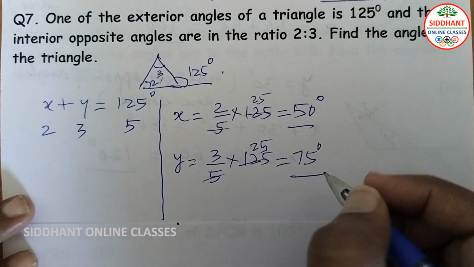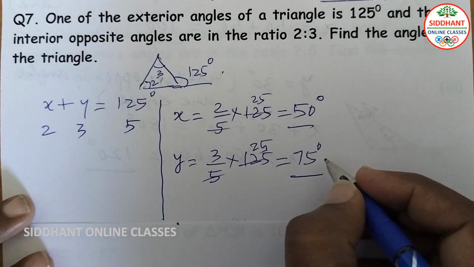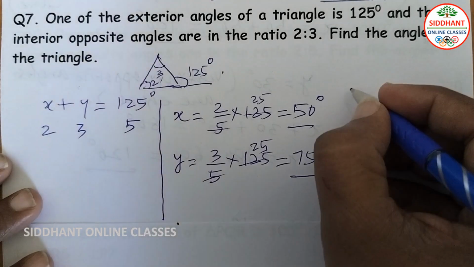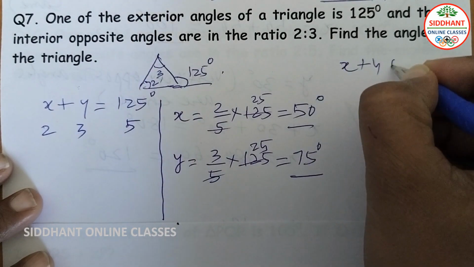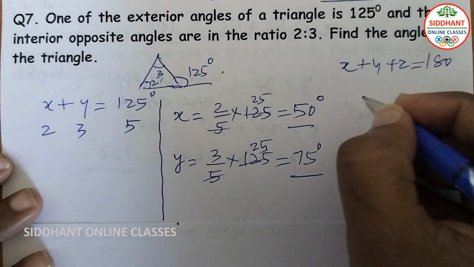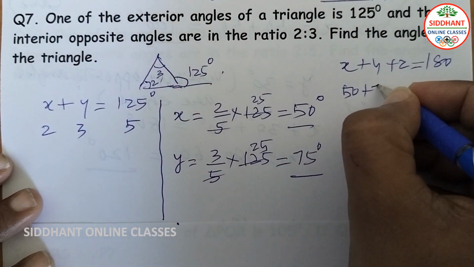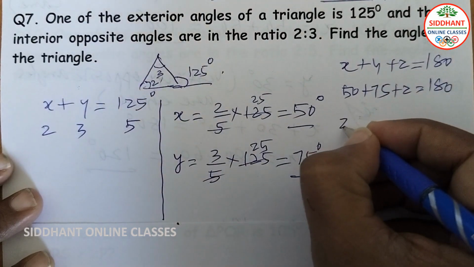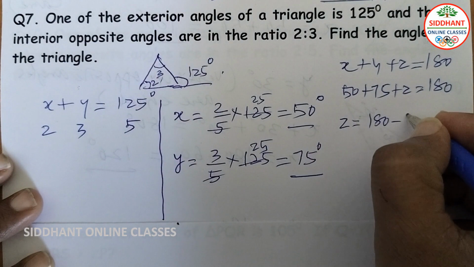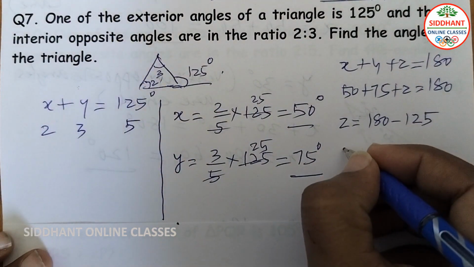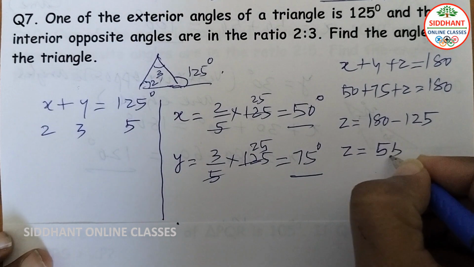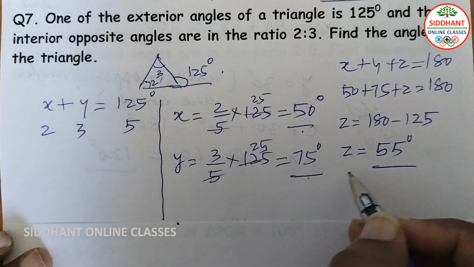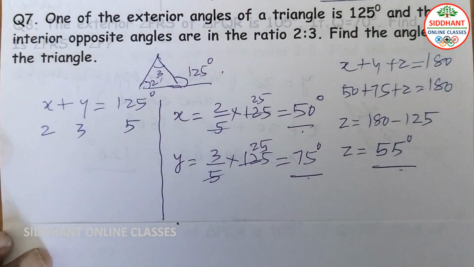The other angle, say it is z. The sum of angles is equal to 180 degrees, we know. That means x plus y plus z equals 180. So x we know is 50, y we know is 75, and z we are going to find out. So z equals 180 minus 125, then z equals 55 degrees. So one angle is 50 degrees, the other angle is 75 degrees, the third angle is 55 degrees here. Question number 8.